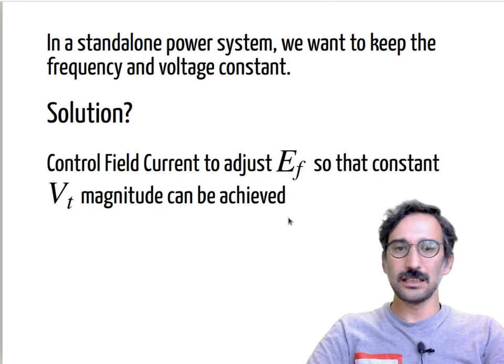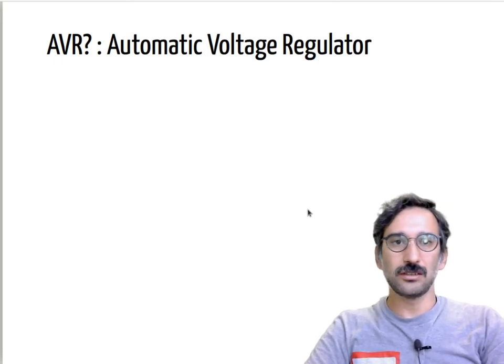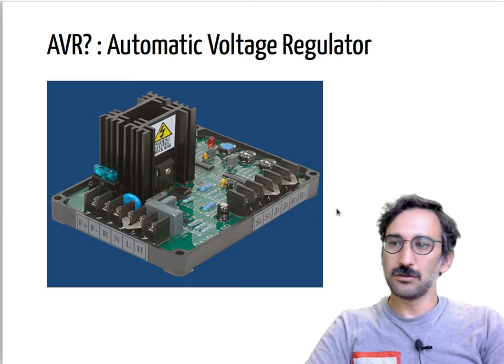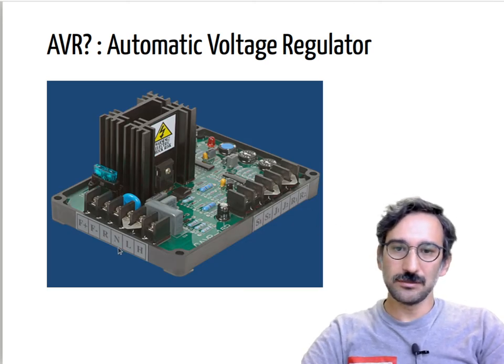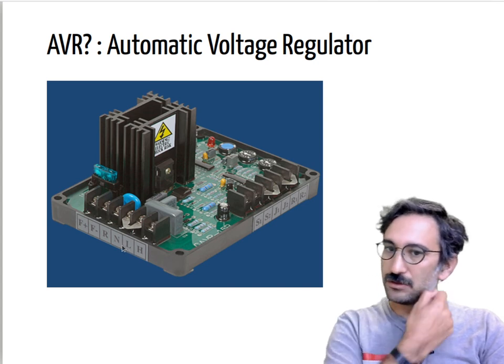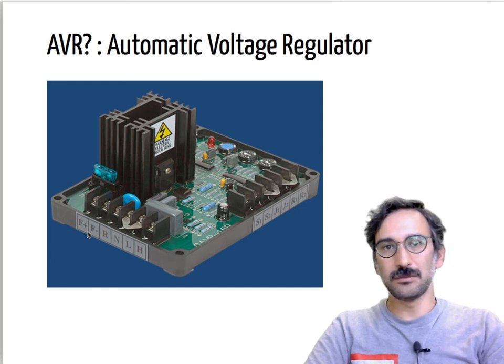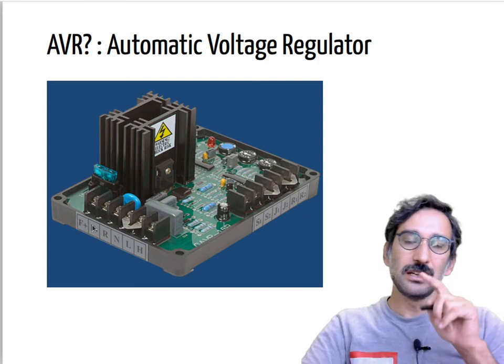Okay, so you can achieve a constant VT, and in practical systems this is done with AVR systems, and AVR is short for automatic voltage regulator. Usually they have connections for the phasors and that kind of thing, one of the line voltages and neutral voltage. So F plus is the positive side of the field current, and F minus is the negative terminal of the field current. So you can control the amount of field current.